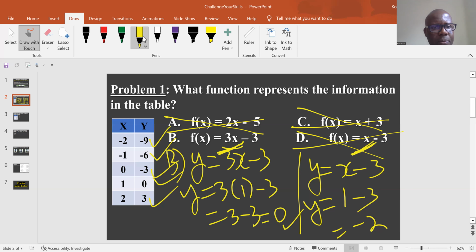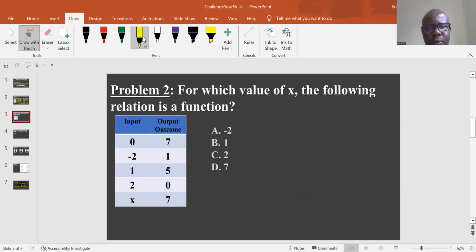Let's see the next problem. Problem 2. For which value of x is the following relation a function? We have a table. In one column, we have input. The other column, we have output or outcome. And we want to know what will be the value of x here, such that this relation will be a function. But first of all, what do they mean by function?